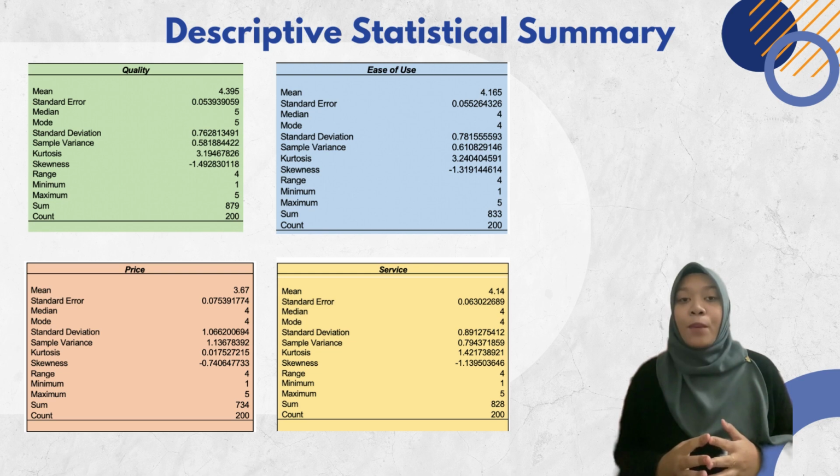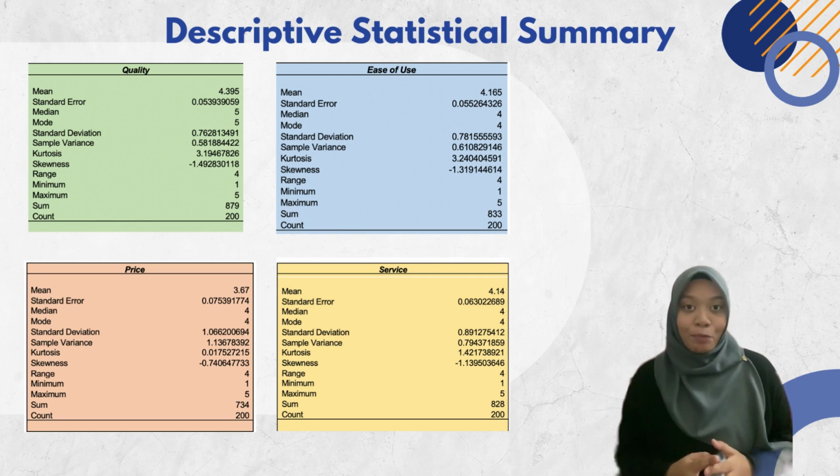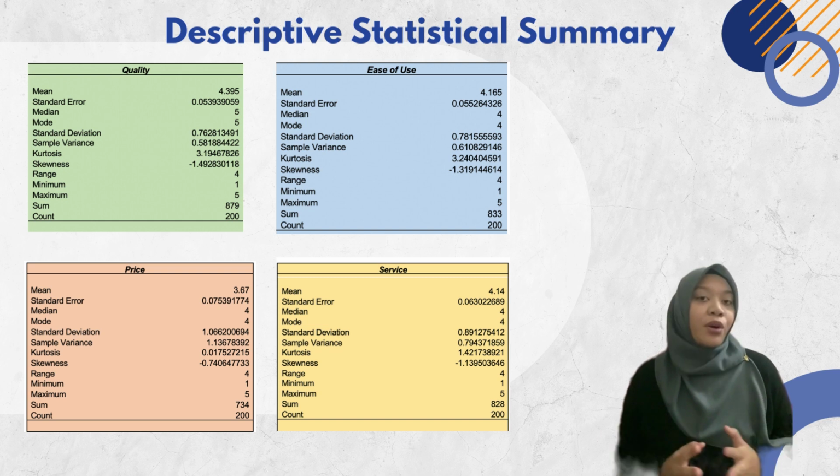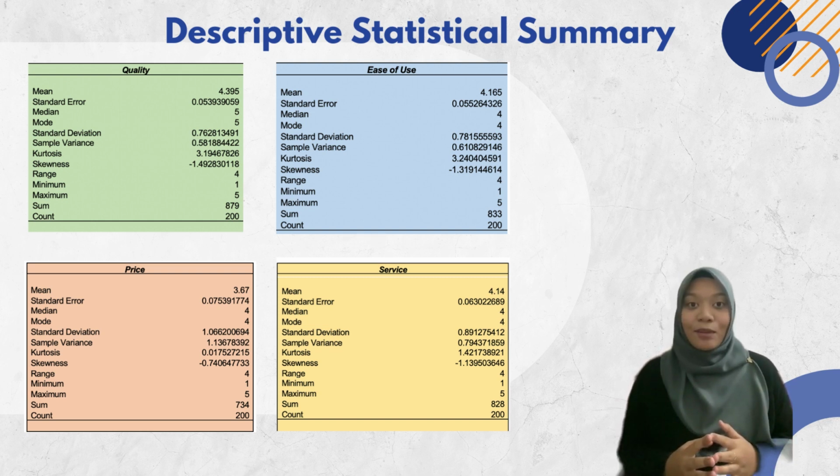From the data, we can see that the means for quality, ease of use, price, and service are 4.395, 4.165, 3.67, and 4.14 respectively. From there, we can conclude that quality has the highest mean among the others.